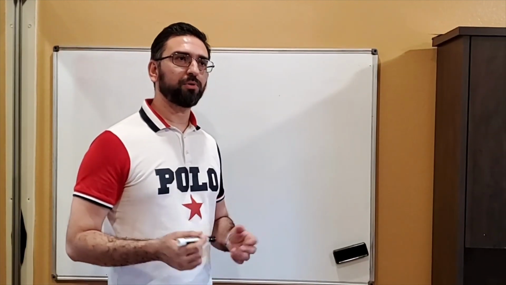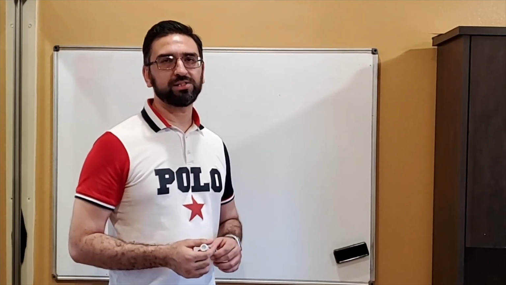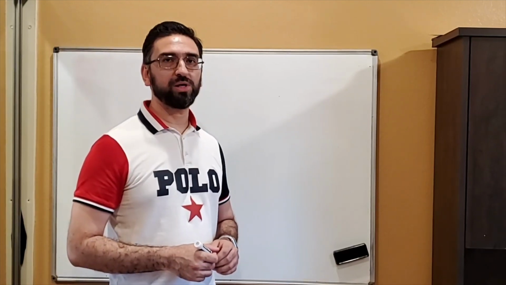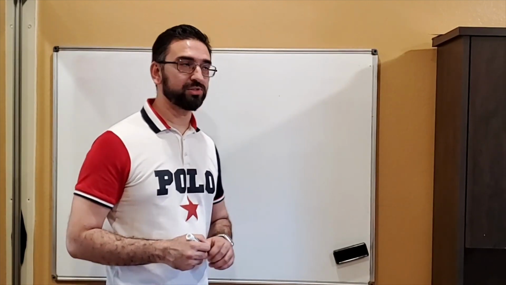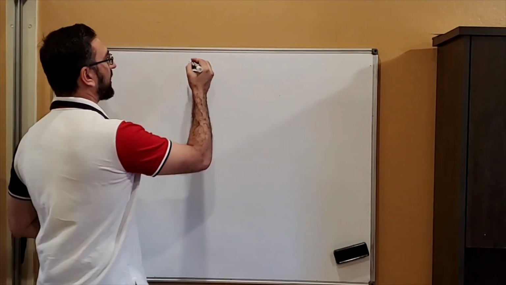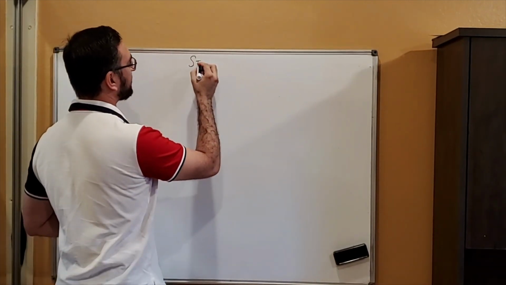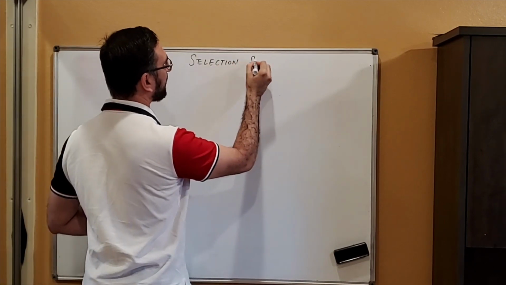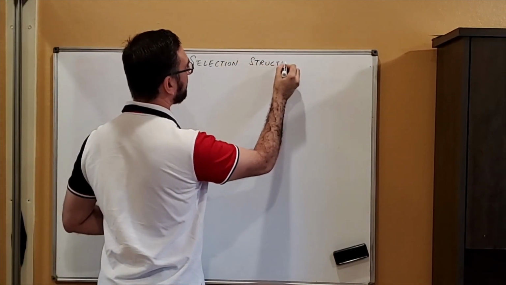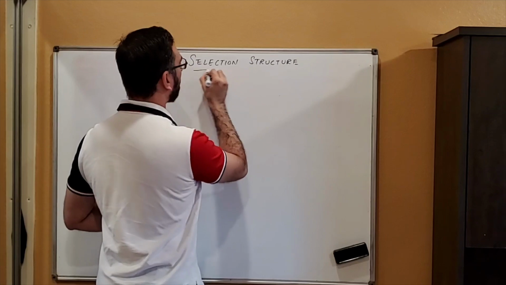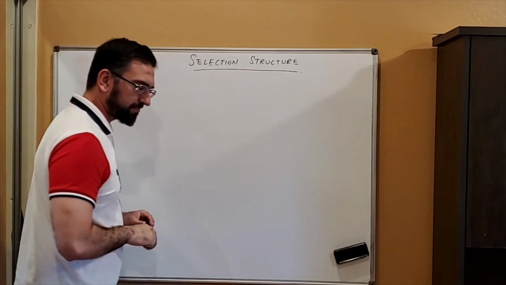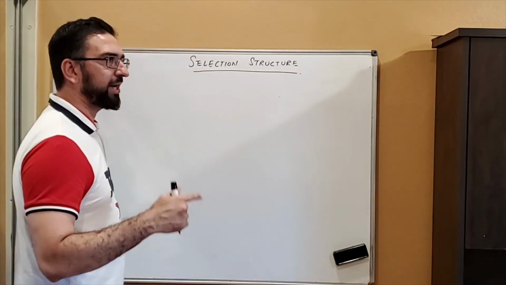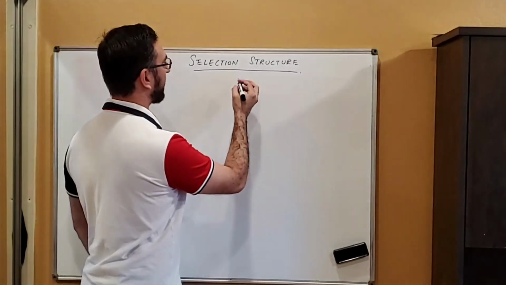If it's a weekend, you go to park. Now in a computer program, we also have to make these decisions. And the way we can make these decisions is through selection structure. We briefly talked about selection structure before. So what selection structure is: consider you have to make a decision.